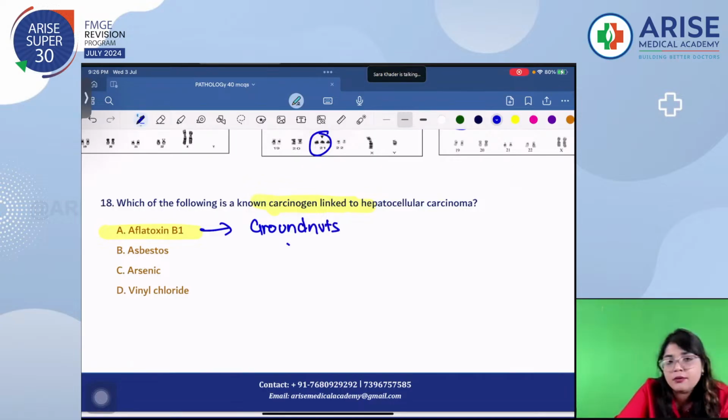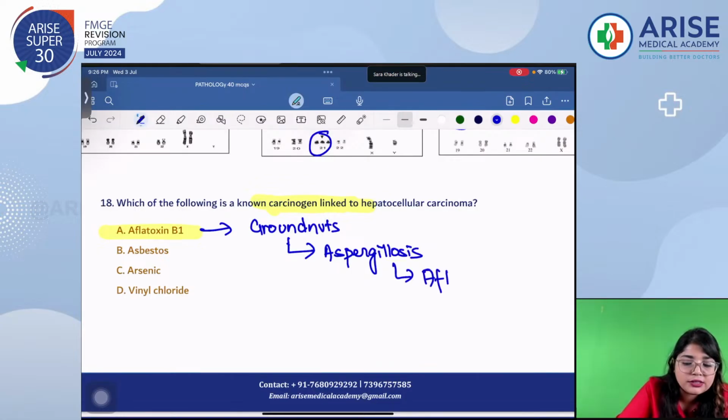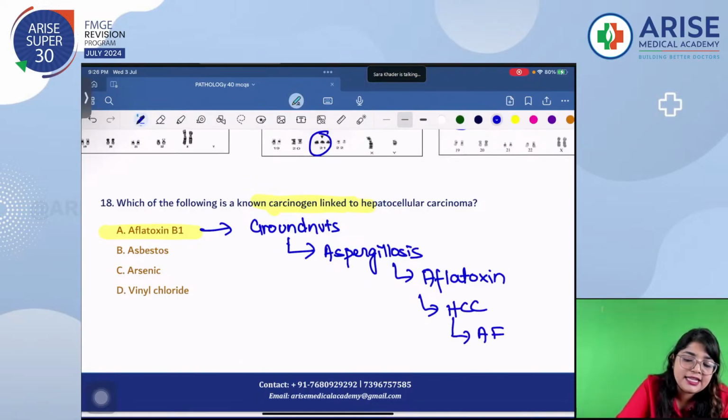In PSM, you must have learned groundnuts. There can be aspergillosis, which have this toxin, which is your aflatoxin. Okay, which can cause HCC. And HCC, if you remember, it increases AFP. So this is a whole line. In one line, you can learn about it.